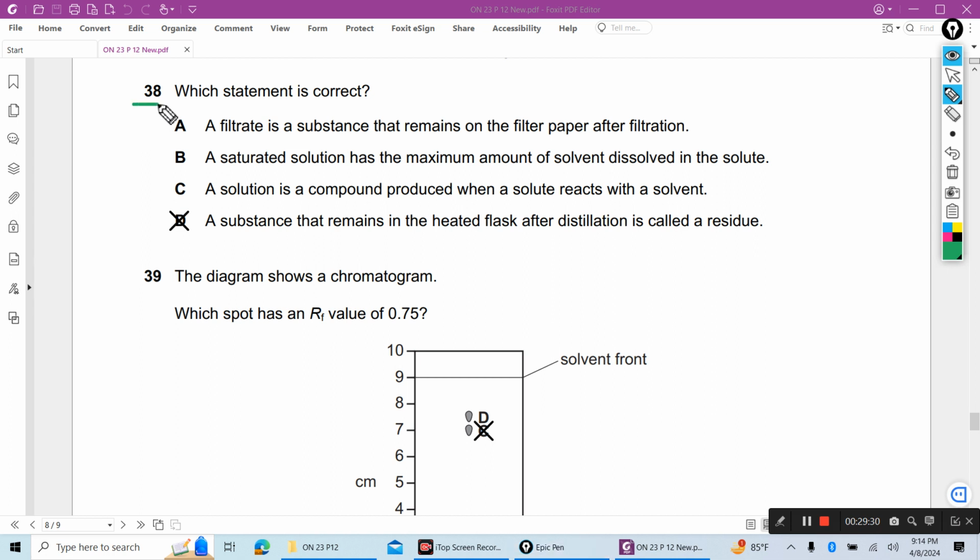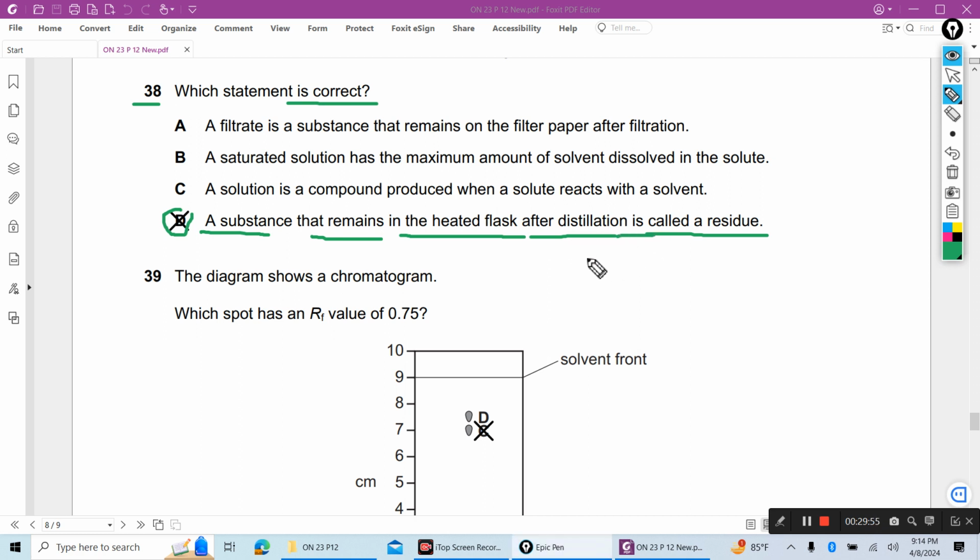Now next, 38. Which statement is correct? D is the correct answer. A substance that remains in the heated flask after distillation is called residue. Yes, this is true. This is the correct answer.